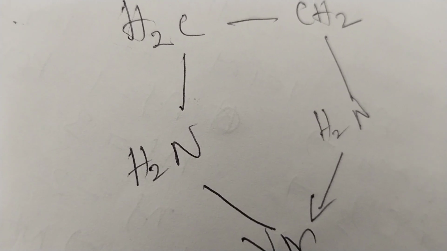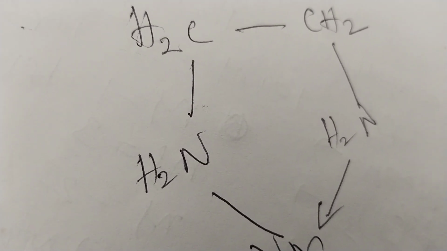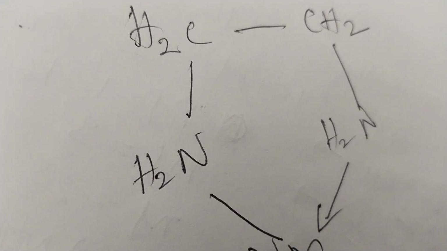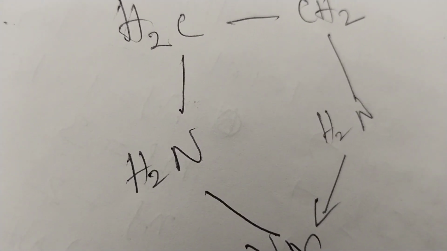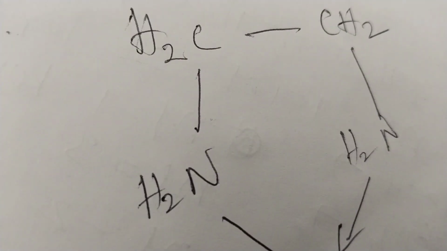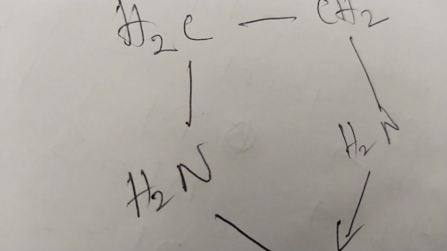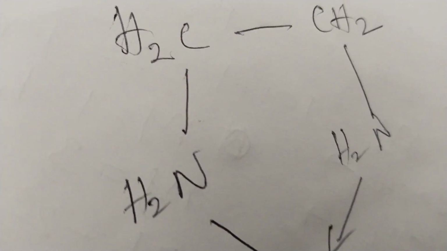So, multiple donor sites. This is ethane 1,2-diamine. You can say chlorophyll, or EDTA, ethylene diamine tetraacetate, or hemoglobin, are examples of chelate ligand. A number of donor sites able to form a 5-member ring or 6-member ring, that is nothing but chelation. Thank you very much.